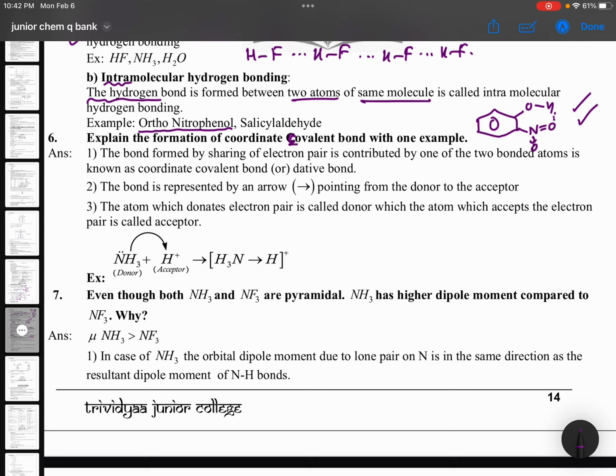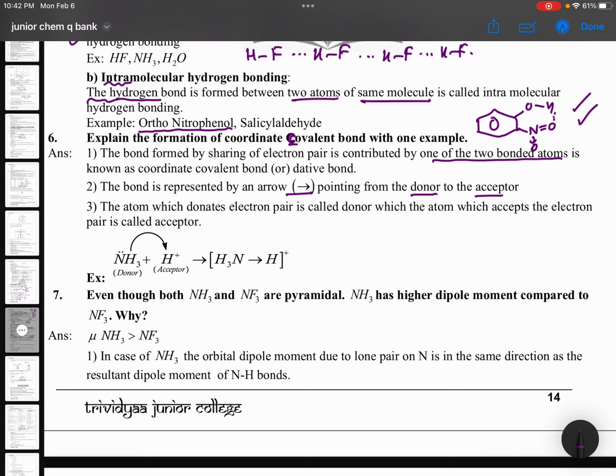The bond formed by sharing of an electron pair contributed by only one of the two atoms. That means both electrons are coming from the same atom. Actually, covalent bond means each atom provides one electron. Here only one atom is providing the electron pair, and the second atom contains just a vacant orbital. The bond is represented by an arrow pointing from the donor to the acceptor.